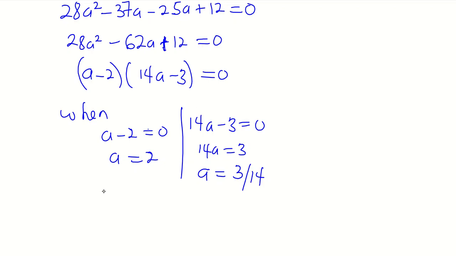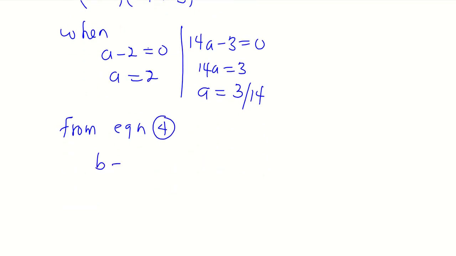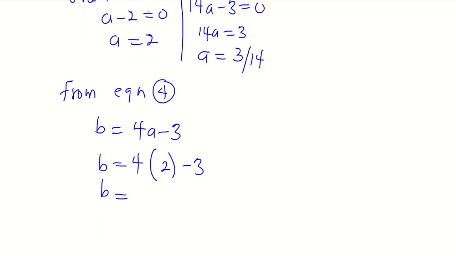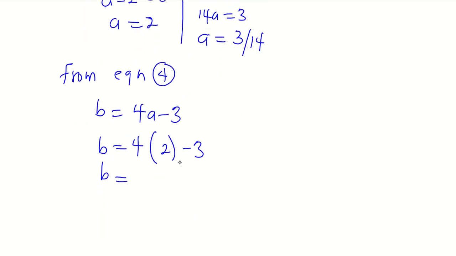Now, in getting the value of B, we can quote from equation 4, we said that B is equal to 4A minus 3. That was from equation 4. And now, if we have A to be 2, then our B now is equal to 4 multiplied by 2 minus 3, which means at the end we are going to get 5. That is 4 times 2 is 8, minus 3 is 5. So this becomes the value of B.